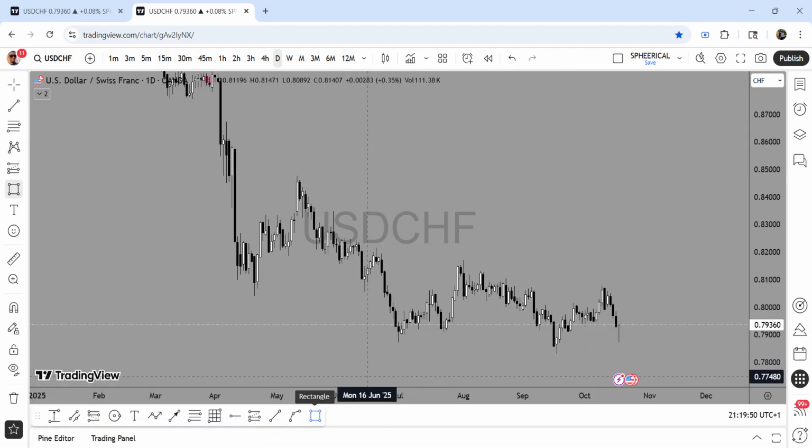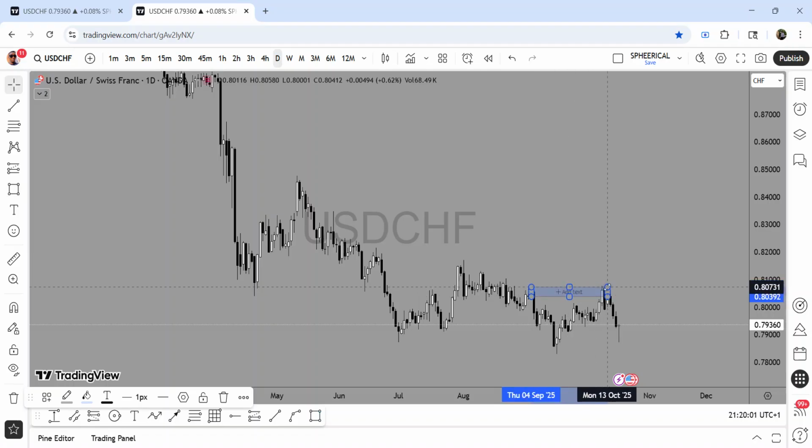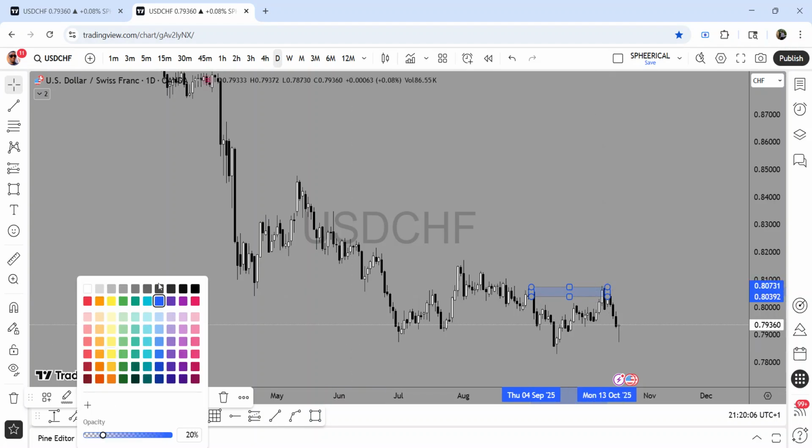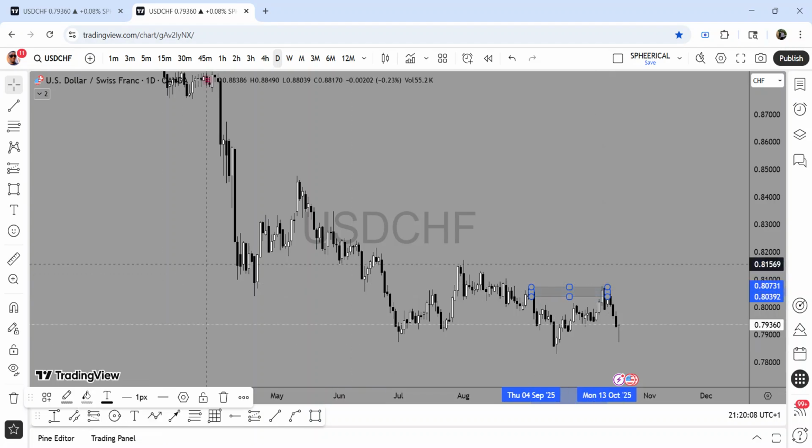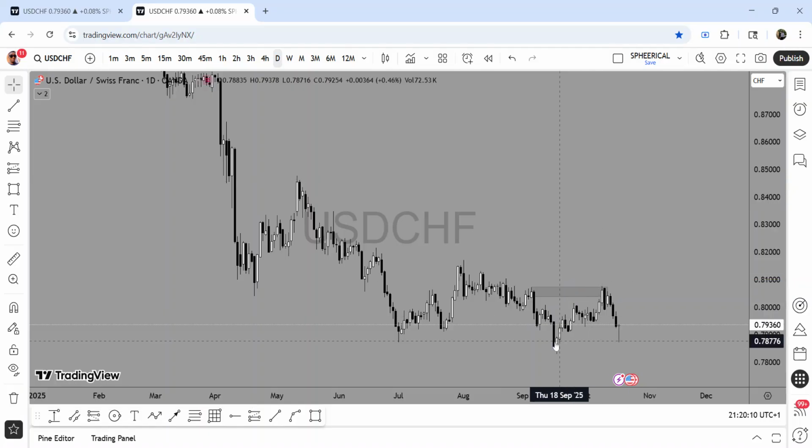Let me mark out the important key levels that the market has respected already. This is a supply zone, and you can see that the market has respected it already. It's a supply zone, and the market respected it pretty well. This market has been retracing to this supply zone because it broke structure here. You can see there's a break of structure here. Let me mark it out.